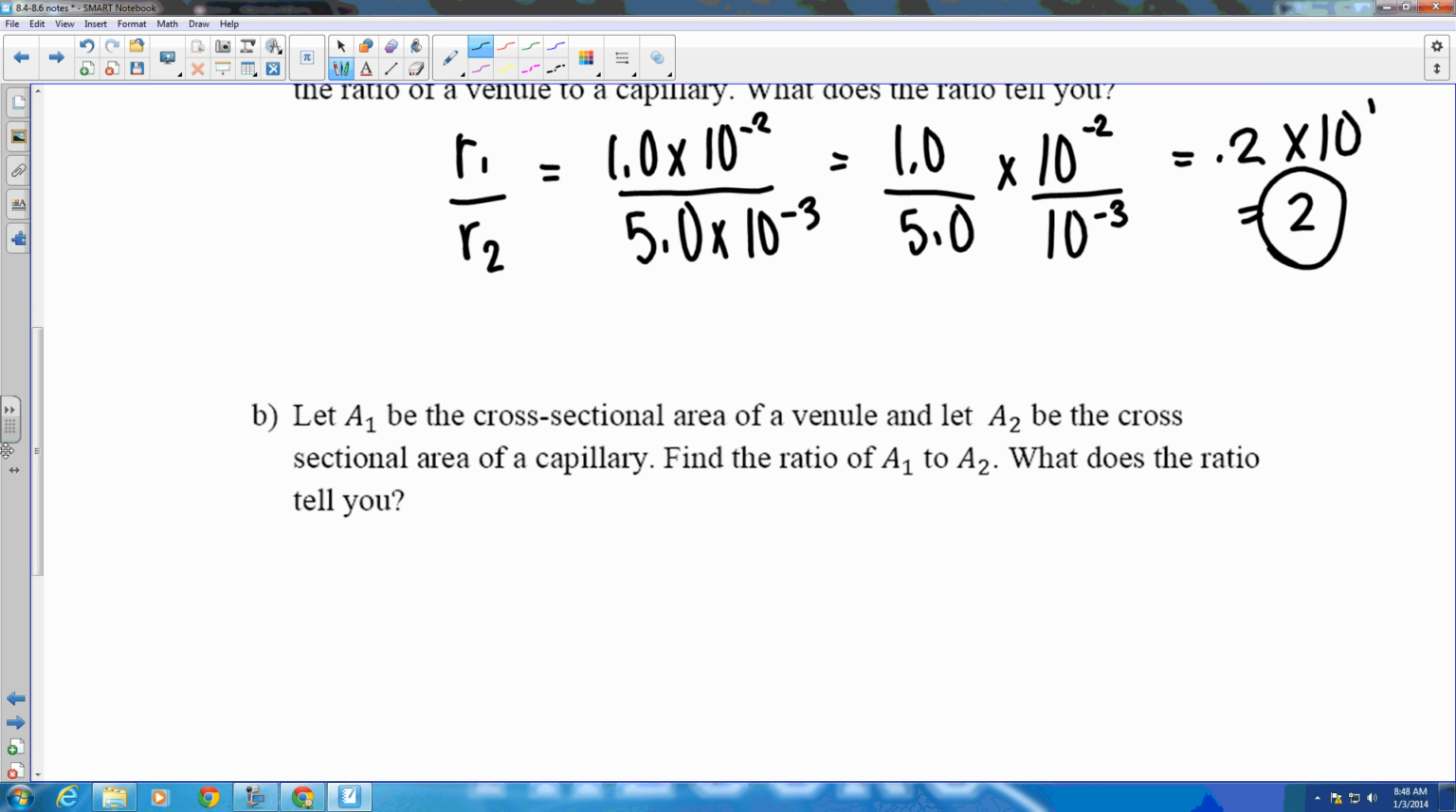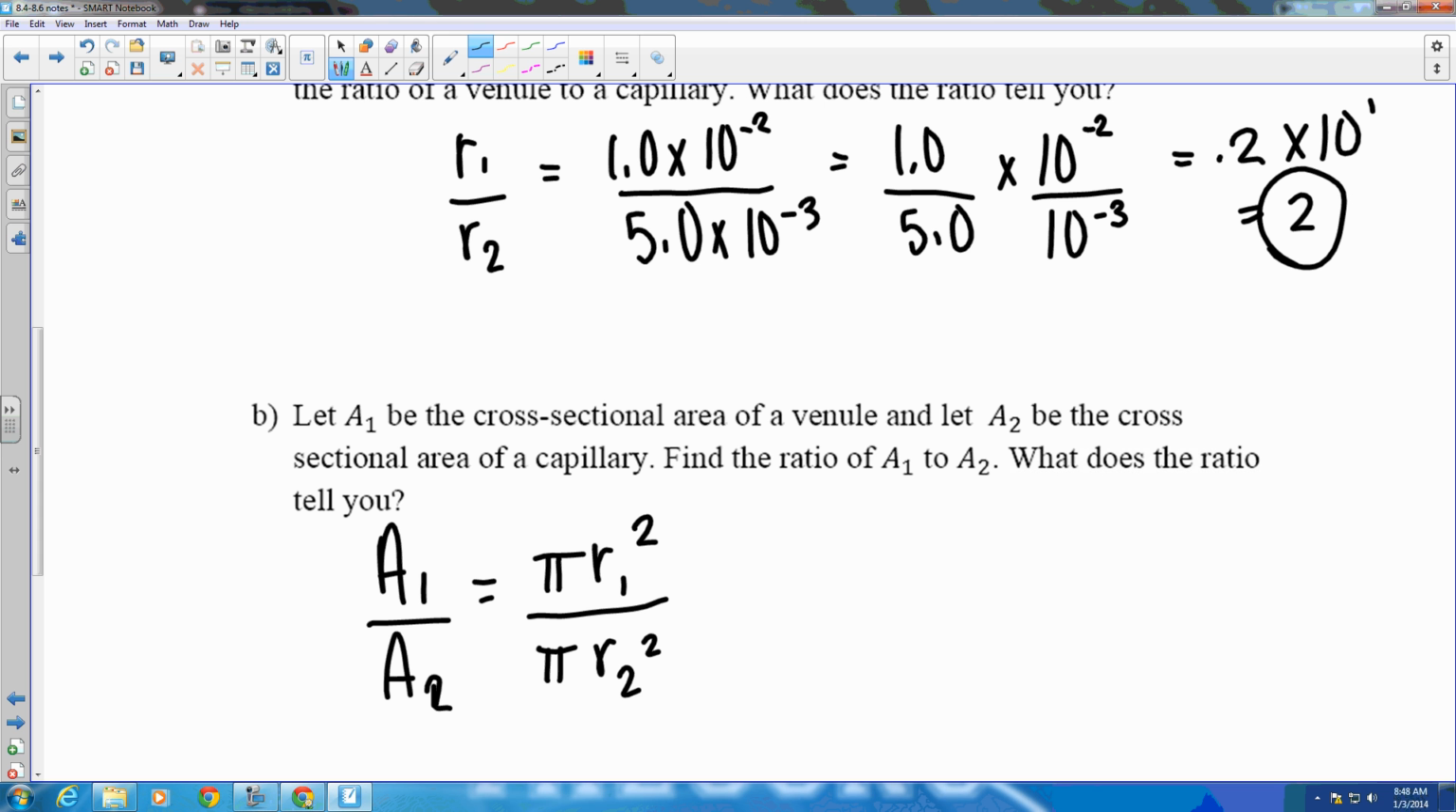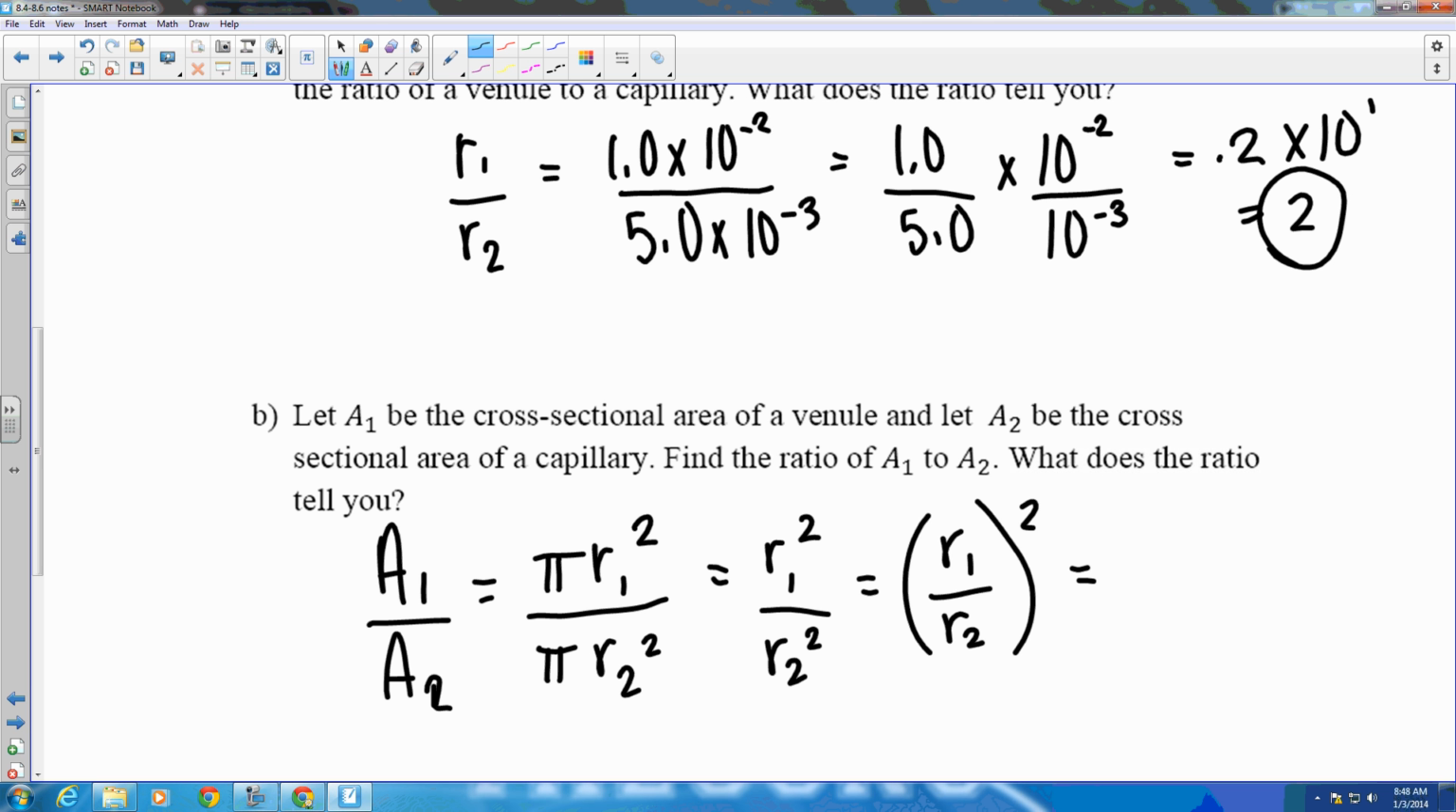Let A1 be the cross-sectional area of the venule and A2 be the cross-sectional area of a capillary. Find the ratio of A1 to A2. So the area is just the area of a circle. So A1 is pi R1 squared, A2 is pi R2 squared. The pi's cancel, so we actually only care about R1 squared to R2 squared. The same thing as R1 to R2 quantity squared, and we actually already have the ratio of R1 to R2, which is 2, so the ratio of the area is 4.